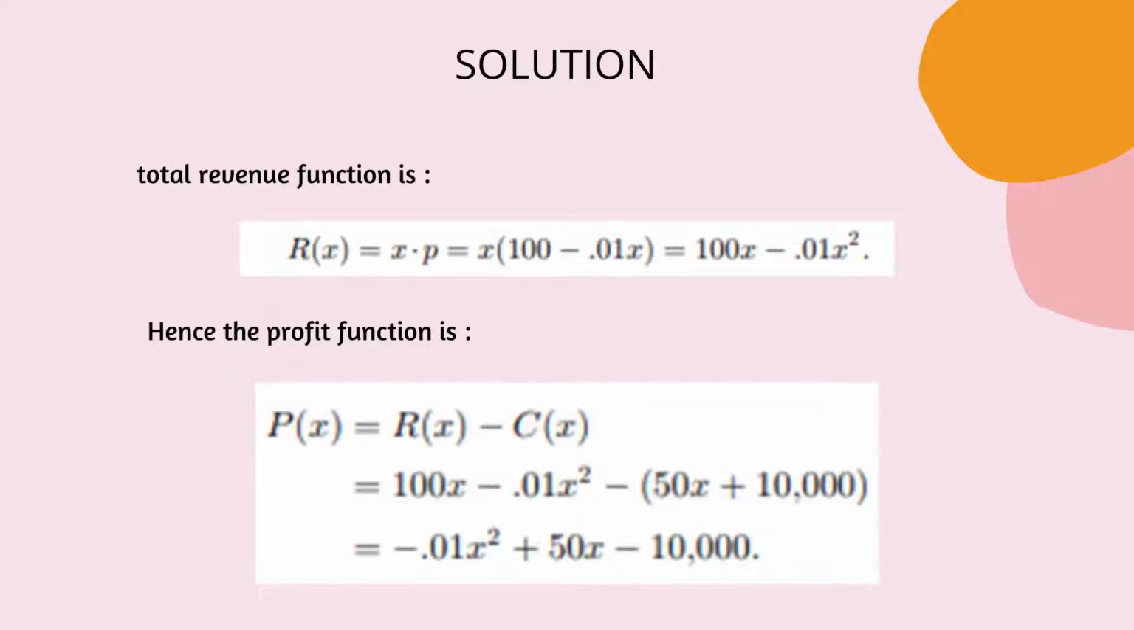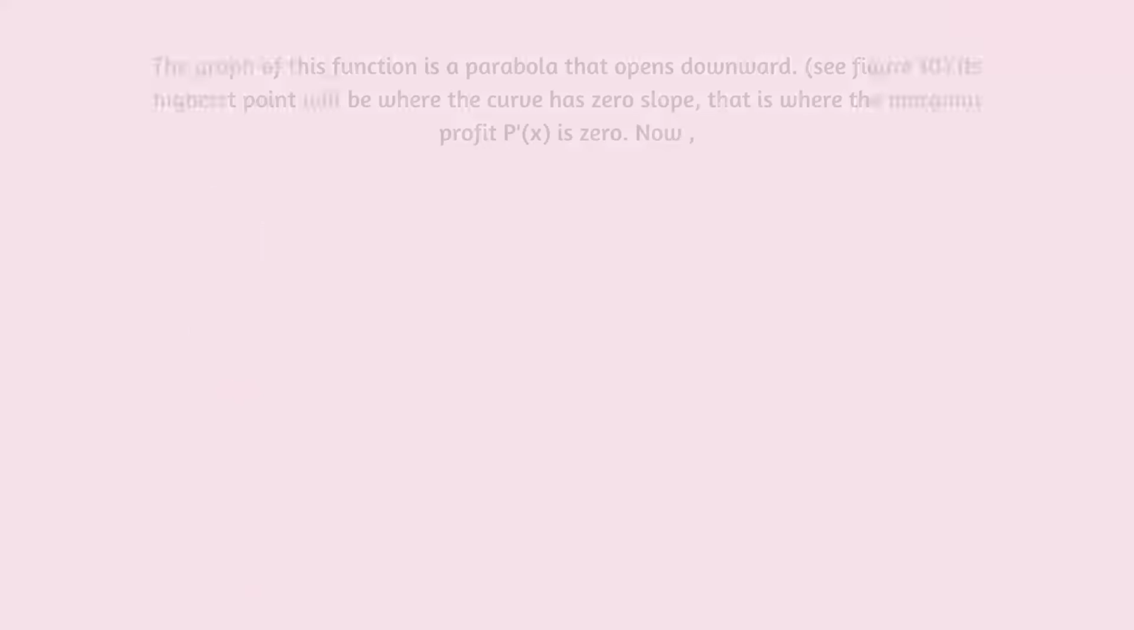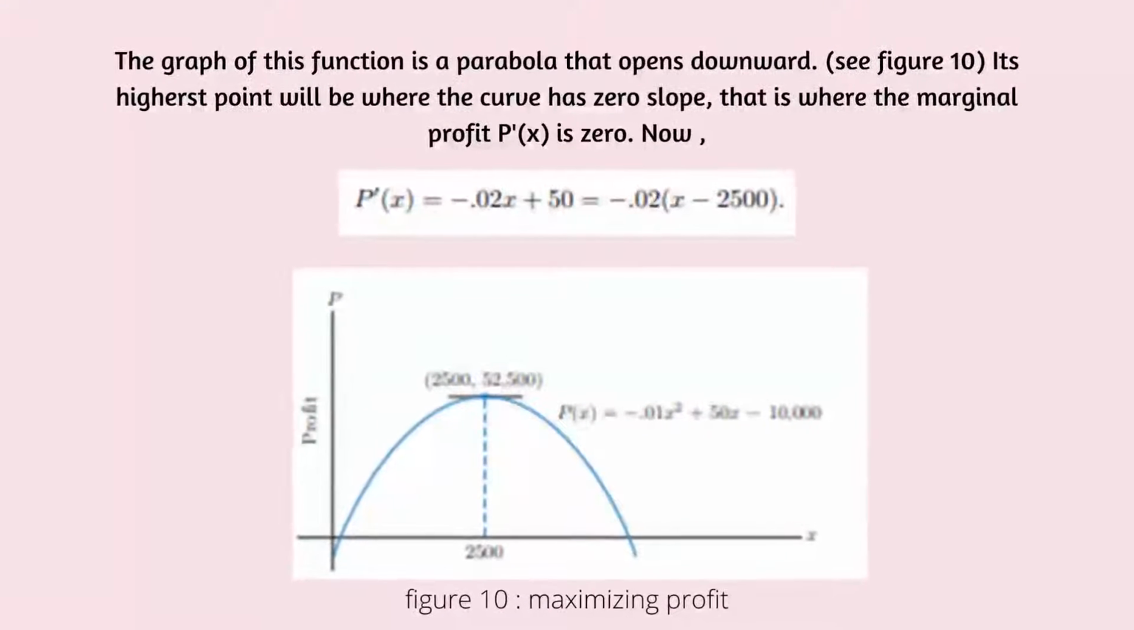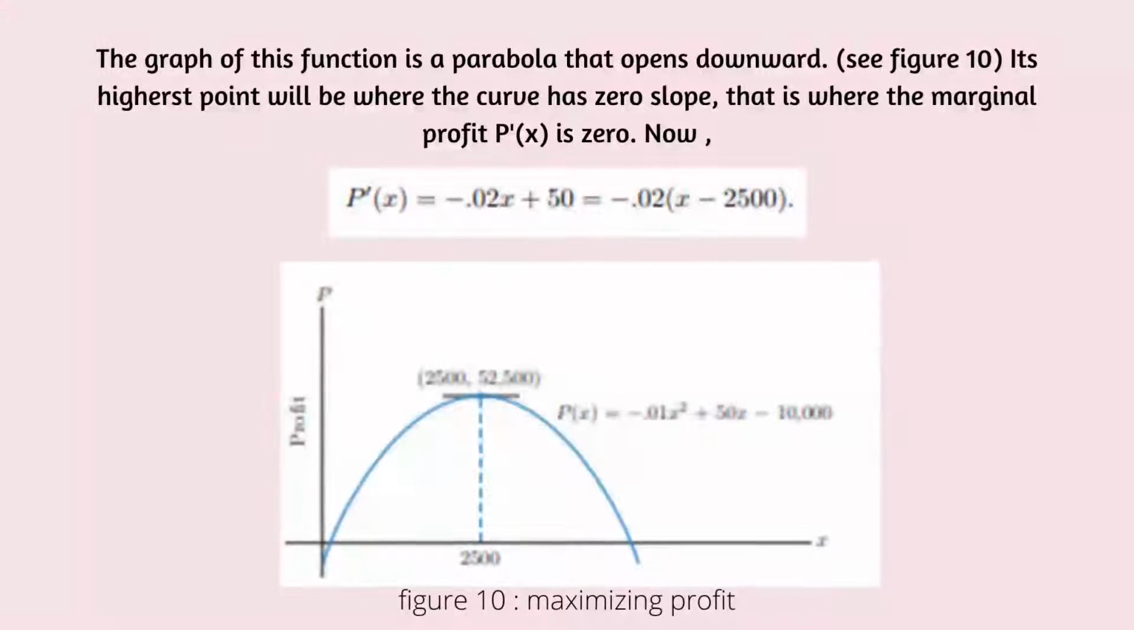For the solution, we must find the total revenue function, which is R(x) equals x times P, where x times (100 minus 0.01x) equals 100x minus 0.01x squared. Hence, the profit function is P(x) equals R(x) minus C(x), which is 100x minus 0.01x squared minus (50x plus 10,000), equals negative 0.01x squared plus 50x minus 10,000. The graph of this function is a parabola that opens downward in figure 10.